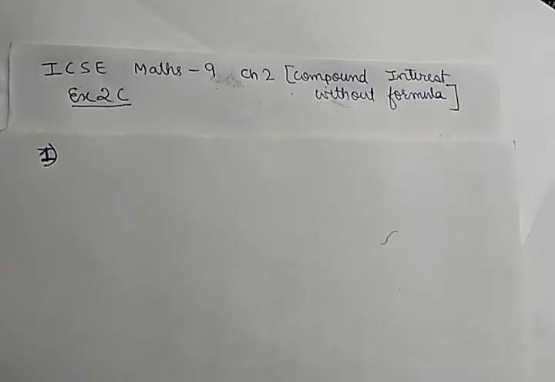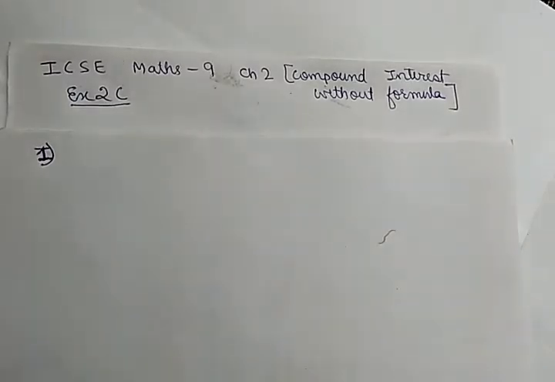Students, today we are going to start ICSE Maths of class 9, chapter 2, compound interest without formula, exercise 2C. So let's start. Question number 1. A sum is invested at compound interest, compounded yearly. If the interest of two successive years is rupees 5700 and rupees 7410, calculate the rate of interest.